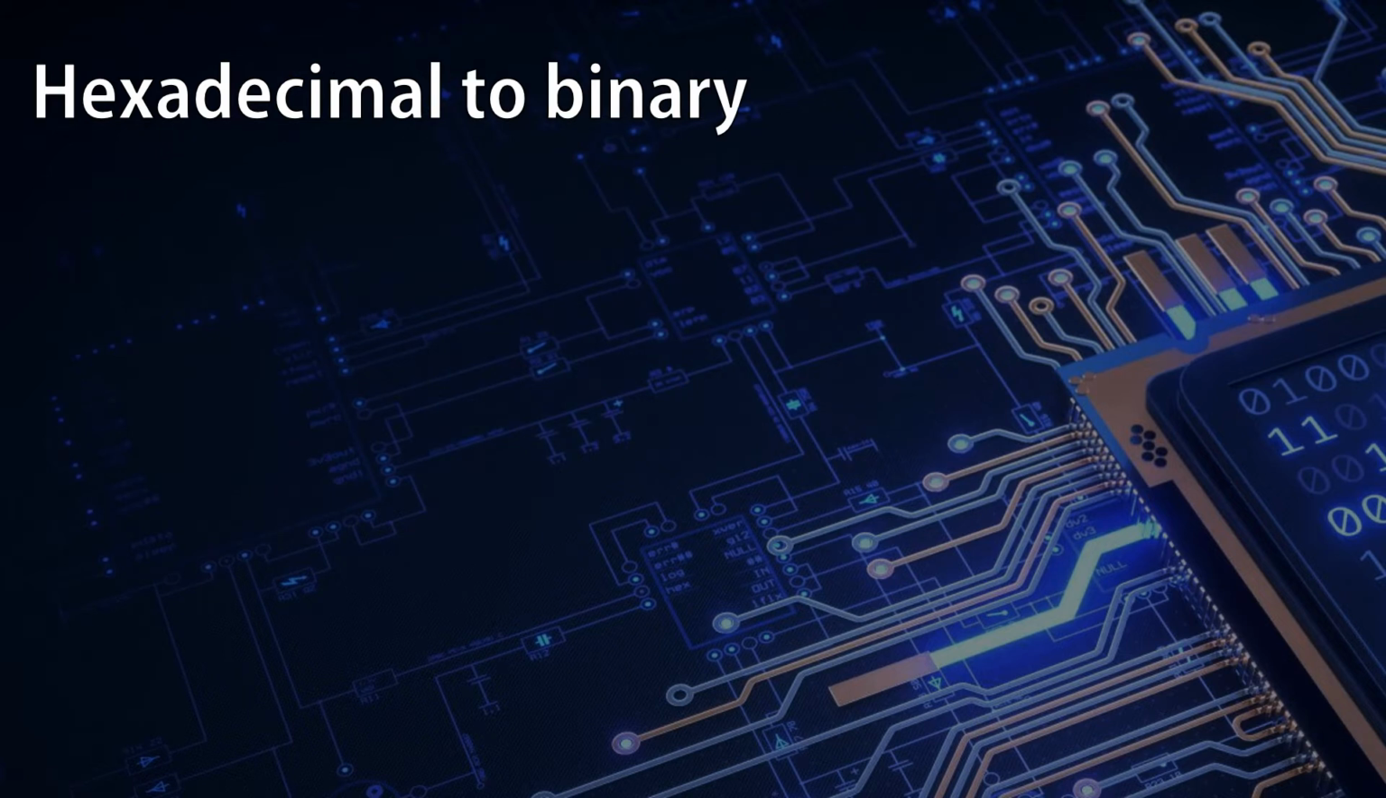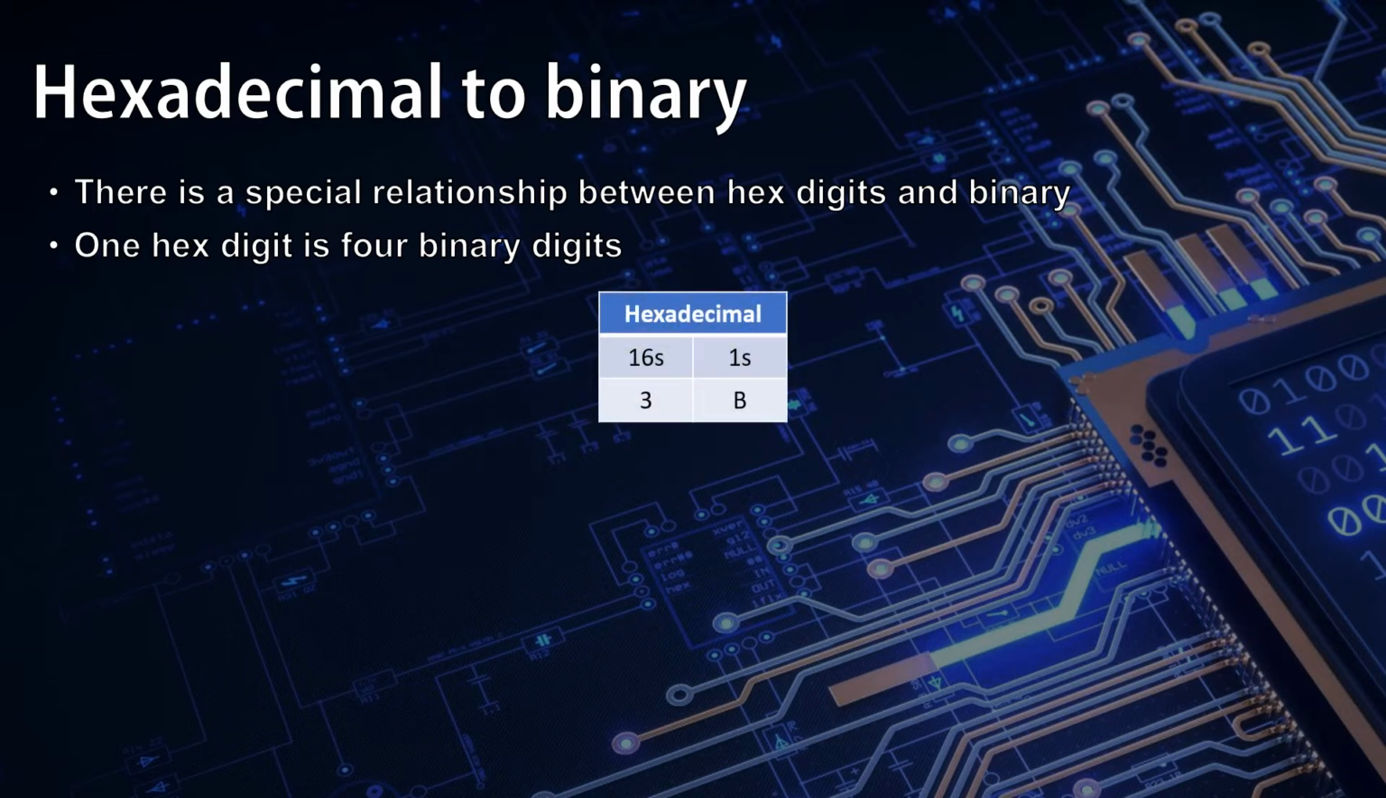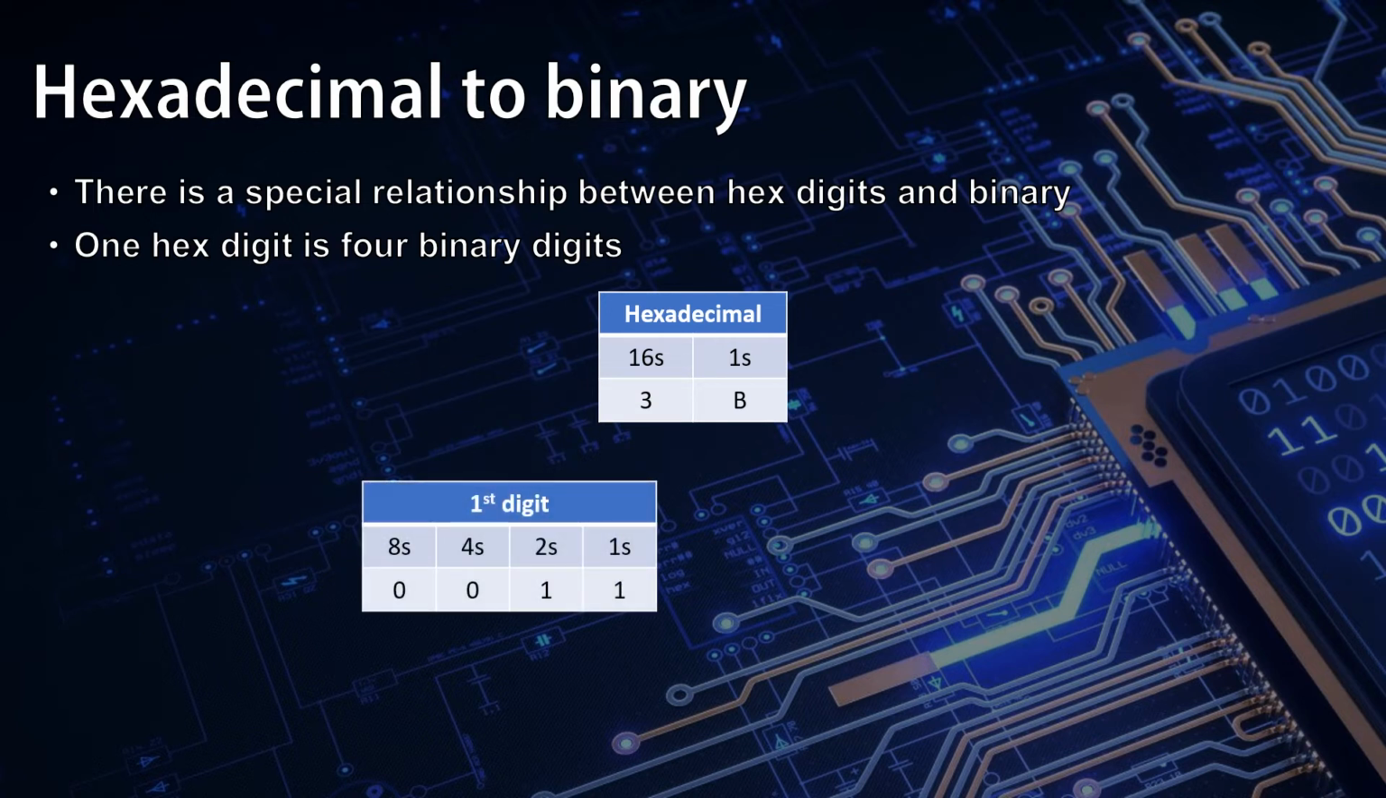When asked to convert hexadecimal to binary, you might be tempted to first convert hexadecimal to decimal and then decimal to binary, but this is unnecessary given the special relationship between hex digits and binary. That is, one hex digit is 4 binary digits. I'll use an example of 3B as the hexadecimal number we're going to convert to show you how it works. We treat each hexadecimal digit as a nibble of our eventual 8-bit binary number. The first digit is 3. If we just look at a 4-bit binary number, 3 would be 1 in the 1's column, 1 in the 2's column, so our number is 0011.